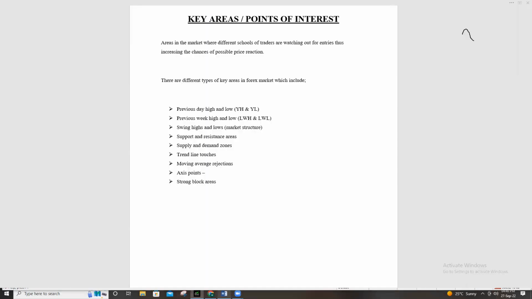So those are the key areas that I mentioned on this video, and I hope you make notes. Not only making notes, you're also going to go to your charts, try looking for those areas, check how the market is reacting on those to give you awesome entries. Remember, do not trade against these key areas, otherwise you're going to mess up your account.